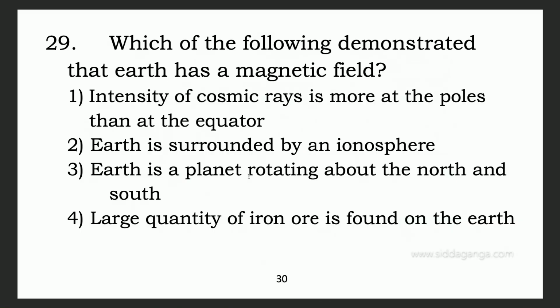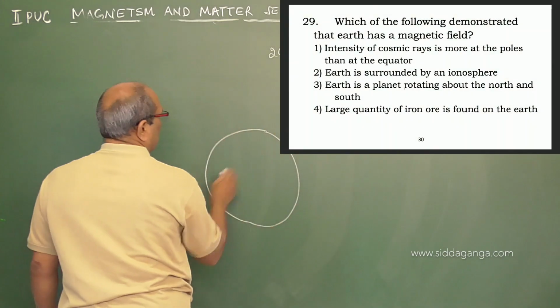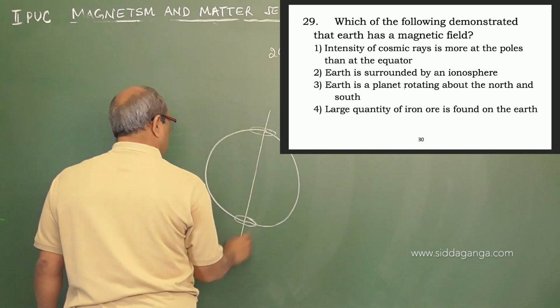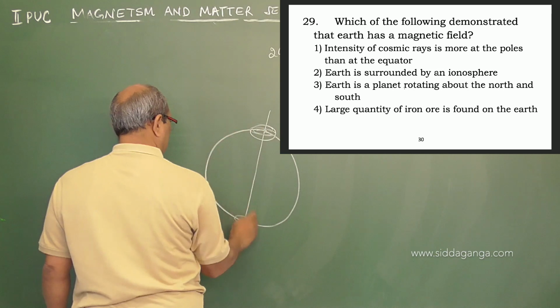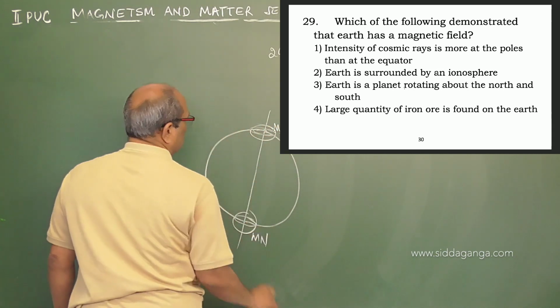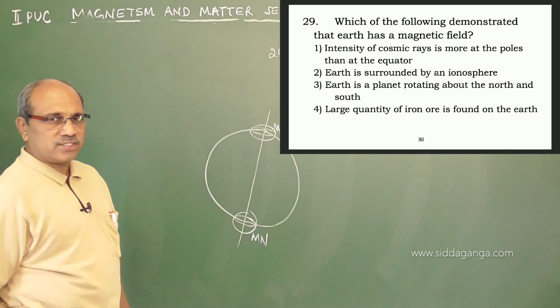Which of the following demonstrate the earth has a magnetic field? Intensity of cosmic rays is more at the poles than at the equator. This is one of the great reasons to feel that the earth has magnetism, because the magnetic intensity is found to be stronger in the polar regions, the magnetic south and magnetic north. Cosmic rays are the charged particles coming from outer space.